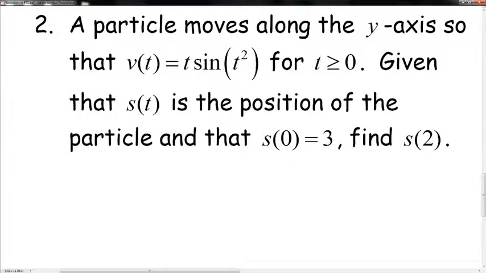Number 2, a particle moves along the y-axis such that the velocity is equal to t sine of t squared for t greater than or equal to 0, given that s of t is the position of the particle, and that the starting point, I know a starting point because my t-coordinate, excuse me, is 0. Find s of 2. So s of 2 is going to equal s of 0. That's my starting point.